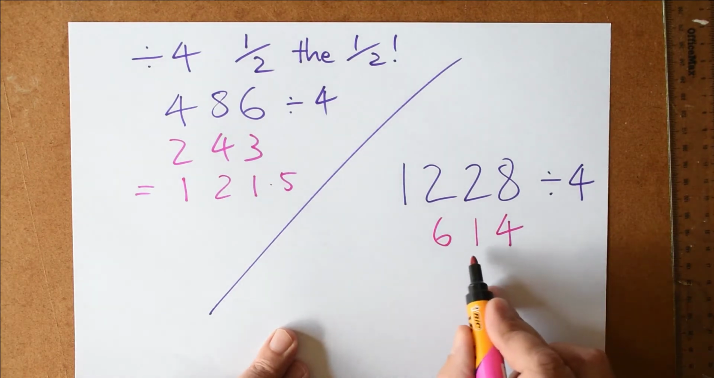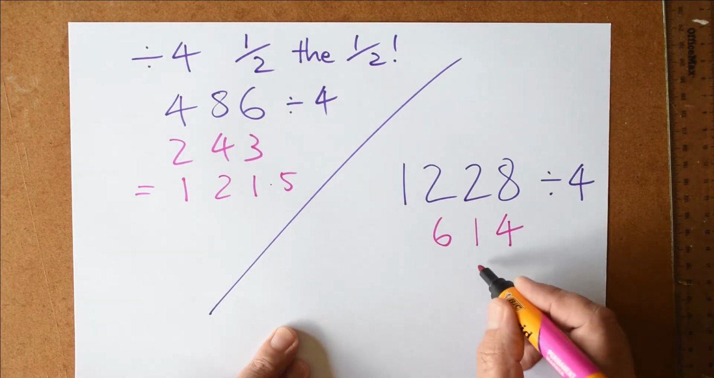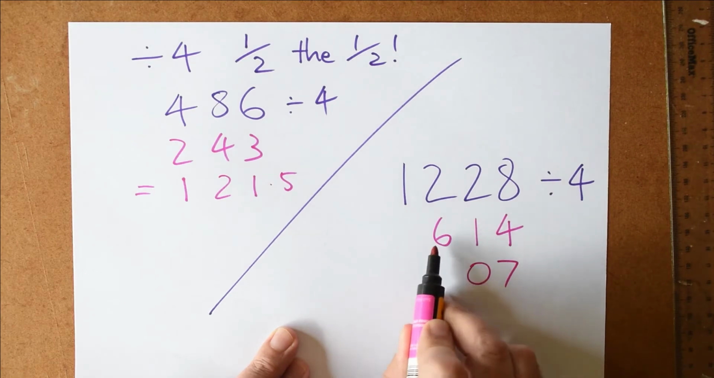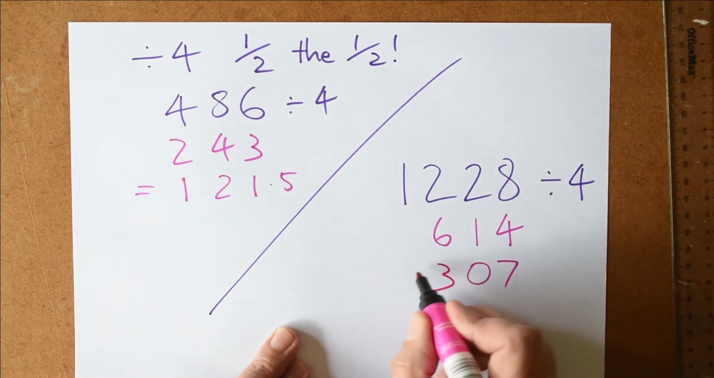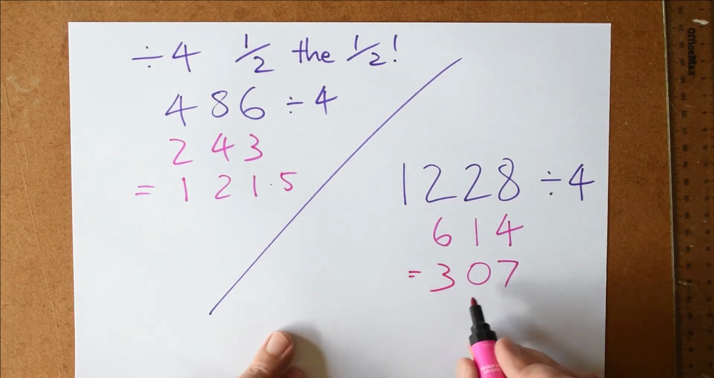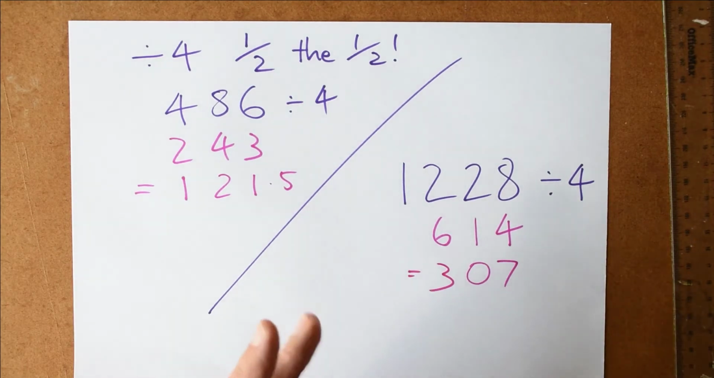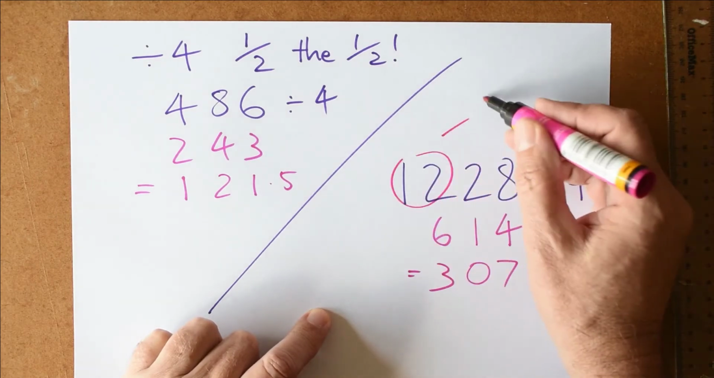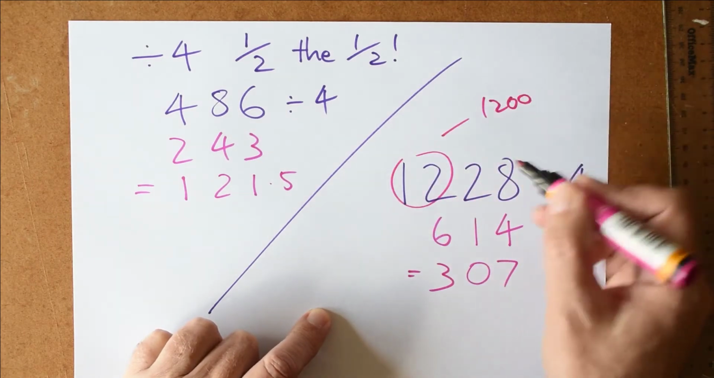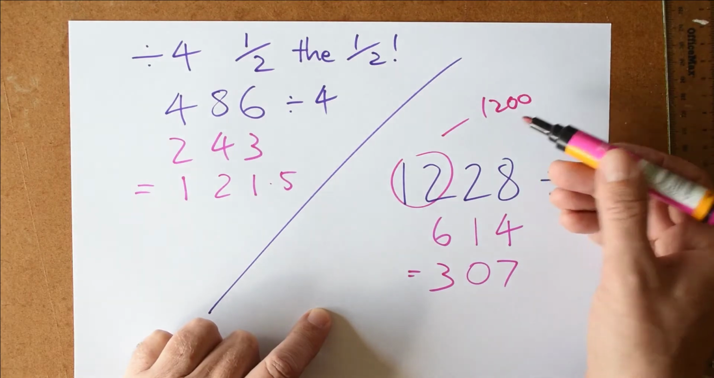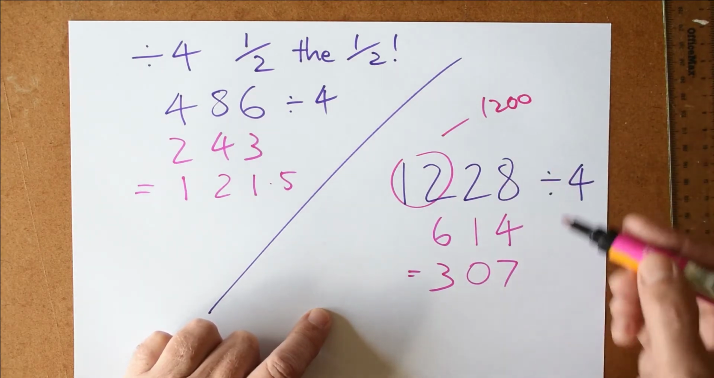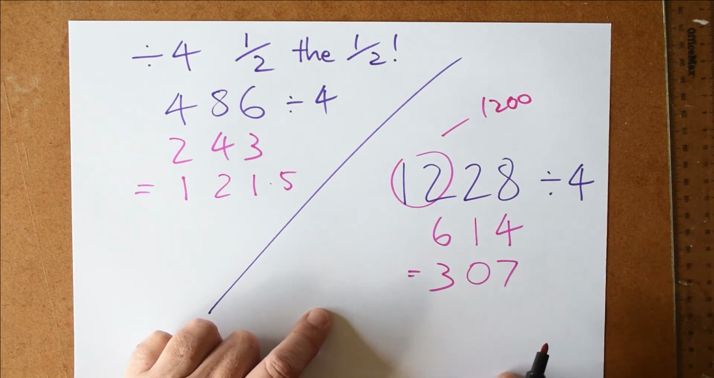Same sort of thing. If I look at these two numbers together, I can say that's 14, half of that is 7. And then half of 6 would be 3. So my answer, 307, totally makes sense. If I was to separate that, so that there was 1200, you'd say, well, half of that is 600, half of that is 300. 28, half of that is 14, half of that is 7. So it totally makes sense whichever way you look at it.